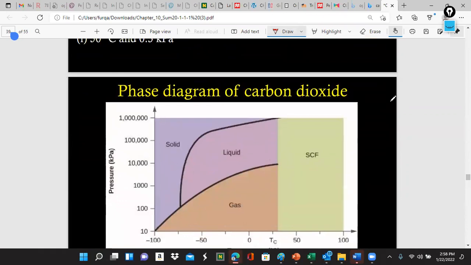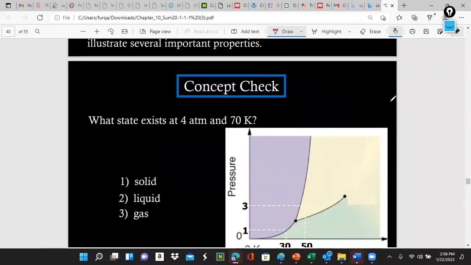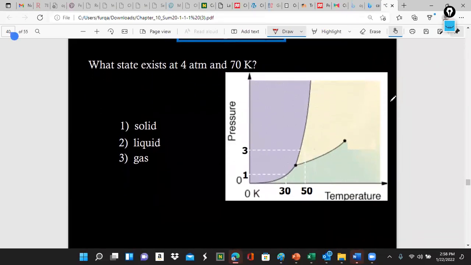So this is for carbon dioxide, with the positive slope here. We look at the temperature dependence and the pressure the same way. So what state exists at 480 m and 70 K? The 480 m is going to be this one. This is 2, so the 2 is going to be here. Then the 4 is going to be here, right? So 4 and 70 is going to bring it to the liquid form.